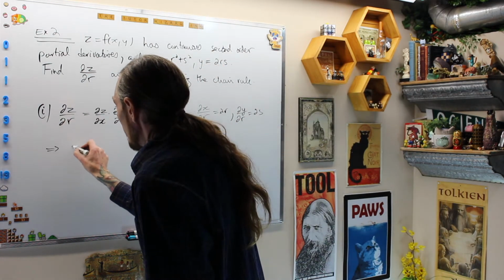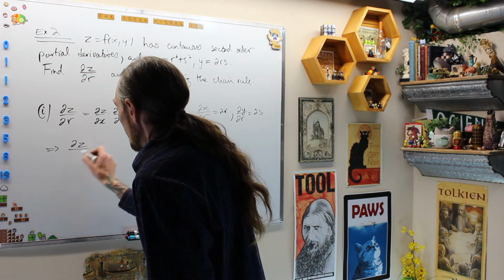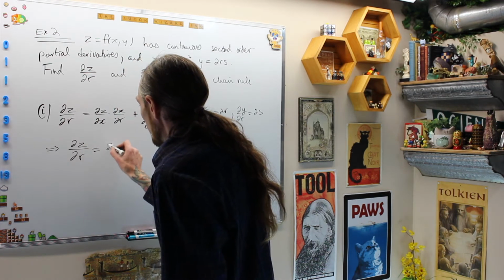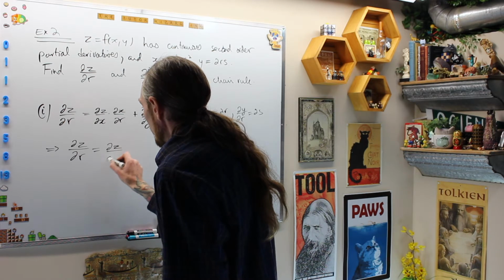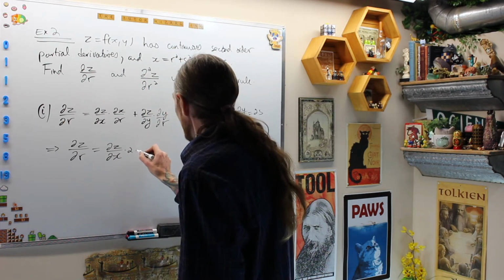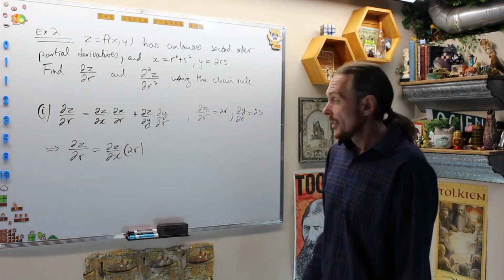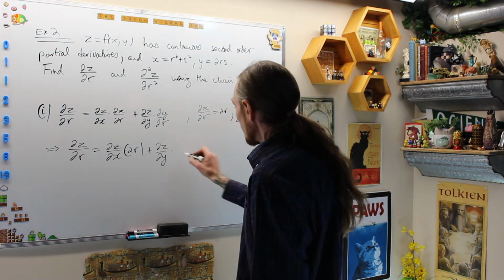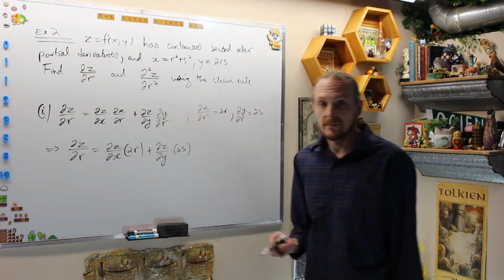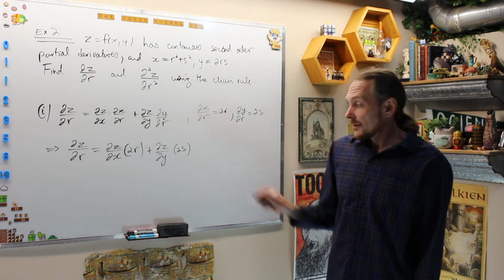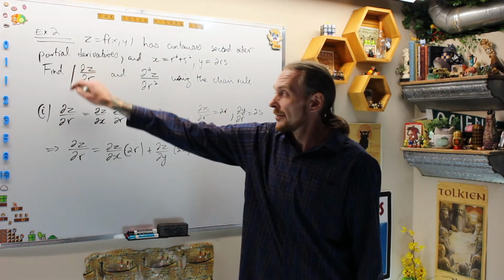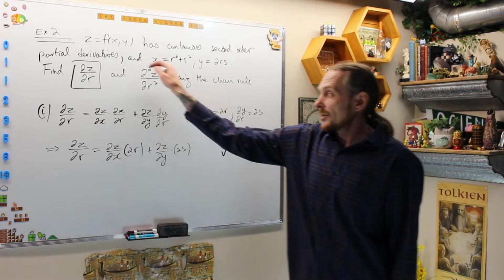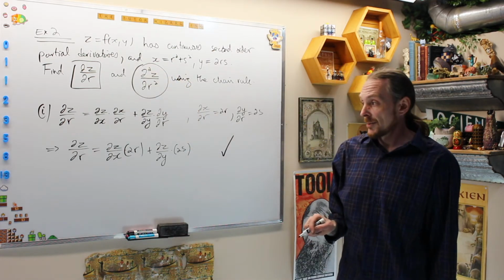This means that the partial derivative of z with respect to r is equal to the partial derivative of z with respect to x times 2r, plus the partial derivative of z with respect to y times 2s. This is the first derivative. Check. Now we want to do this one. Let's see what happens.